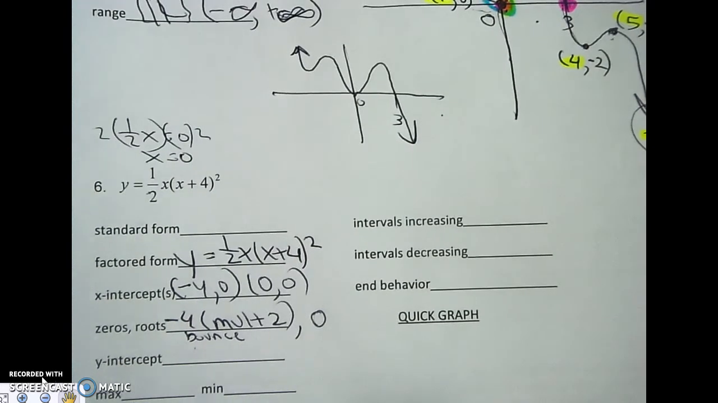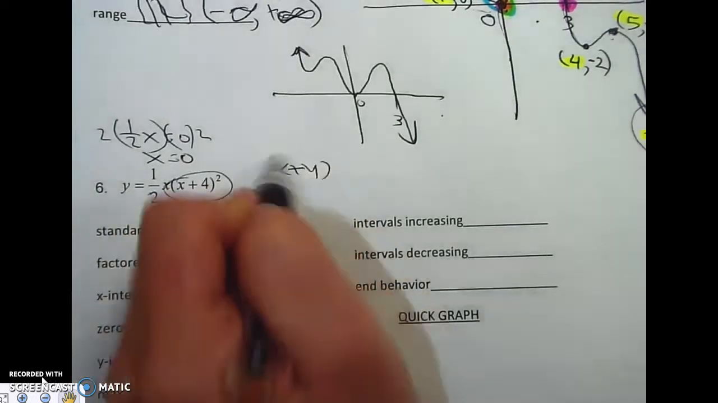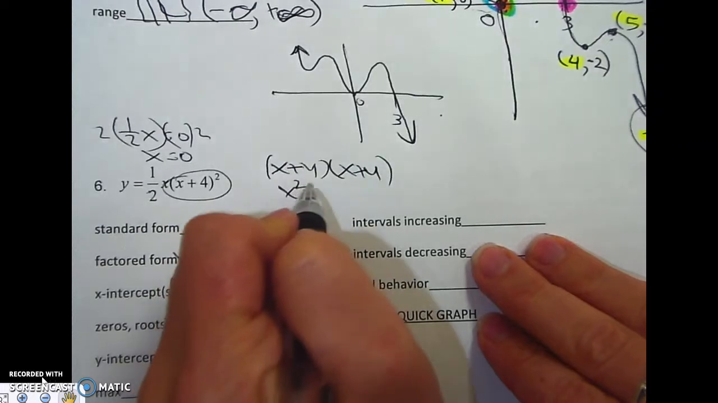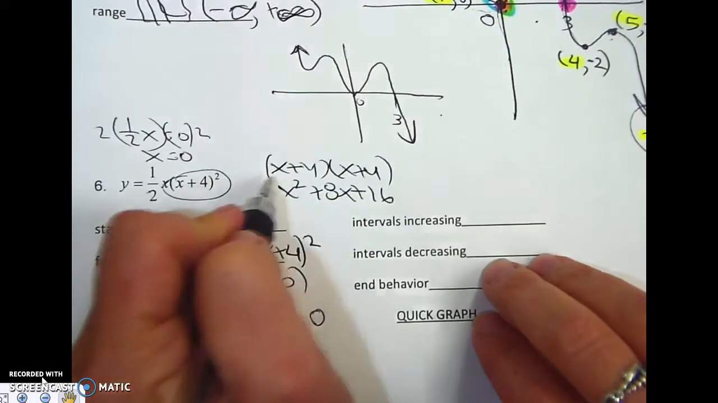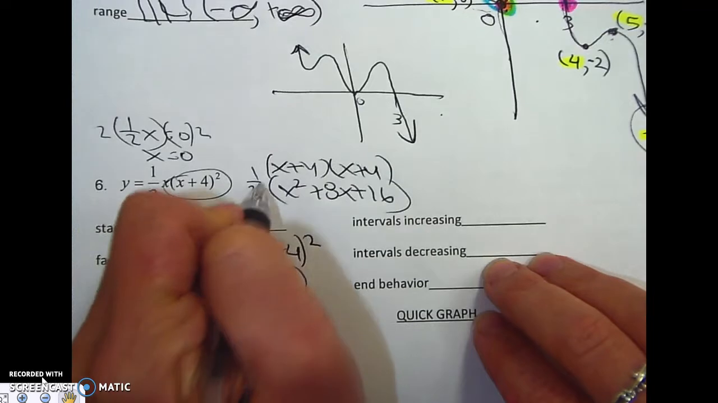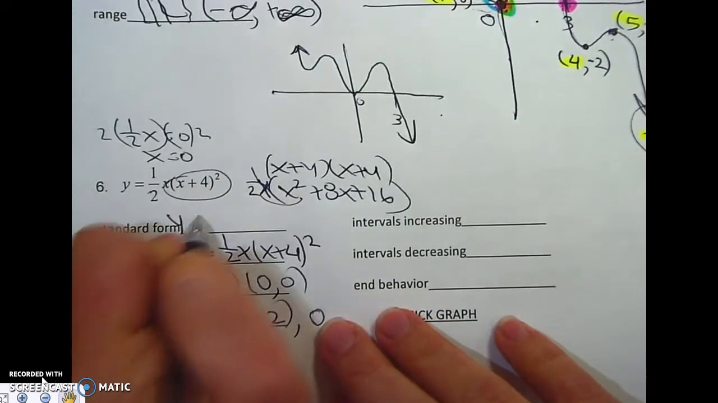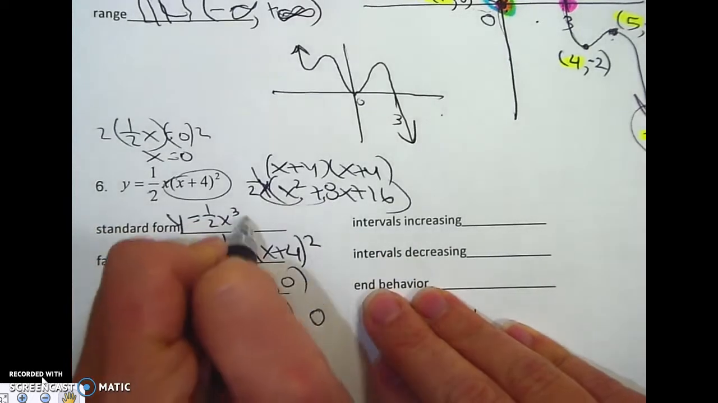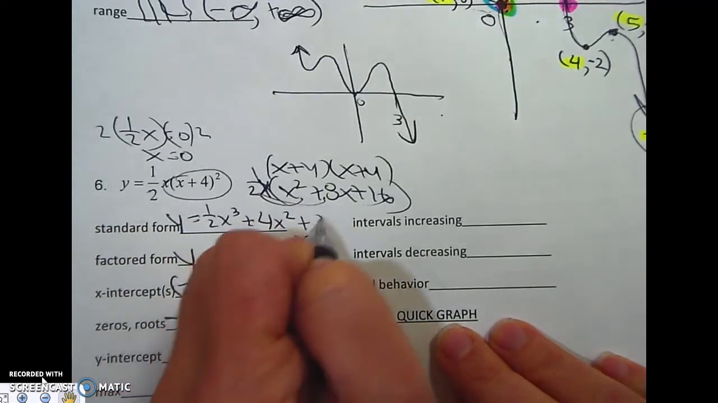So I'm going to put it in standard form. In order to write it in standard form, it's x plus 4 times x plus 4. When I box that out, I get x squared, 2 numbers that add and 2 numbers that multiply. And then I'm going to multiply that by 1/2 x. Sorry about that. So I go y equals 1/2 x cubed. Half of 8 is 4, x squared. Half of 16 is 8.